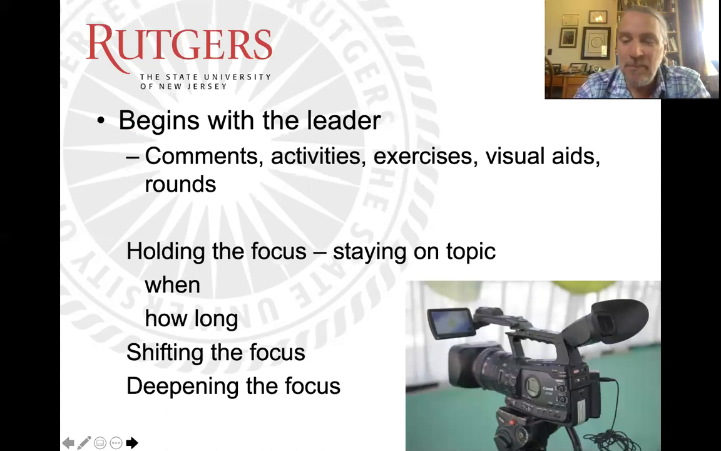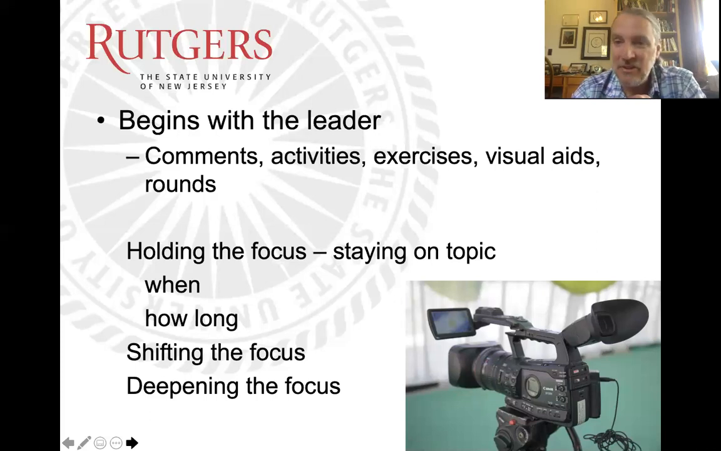So the focus begins with the leader. If the leader is not focused, the group will not be focused. The group will go on its own way, probably sabotage it. The way I think about the focus is if the group were being televised, and if you look up the Corey textbook in the back, he has a video called Groups in Action, which is a fantastic videotaped process group. It gives you a very clear illustration of what focus is.